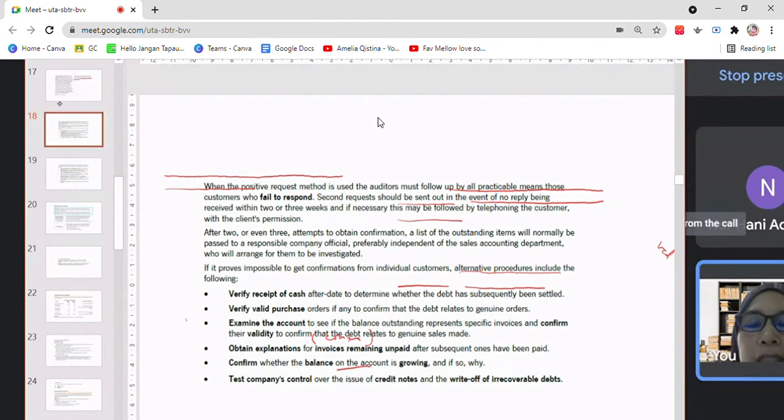Verify valid purchases: examine the account to see if the balance outstanding represents specific invoices and confirm their validity, obtain explanation for invoices remaining unpaid, confirm whether the balance on the account is growing, and test company control over the issue of credit notes and write-off of irrecoverable debts. That's why at the beginning we have to look at the authorization of the transaction.